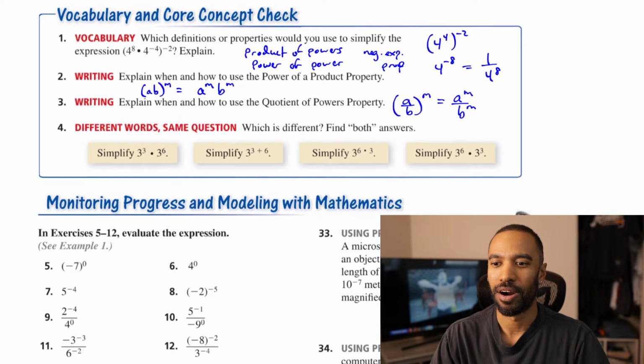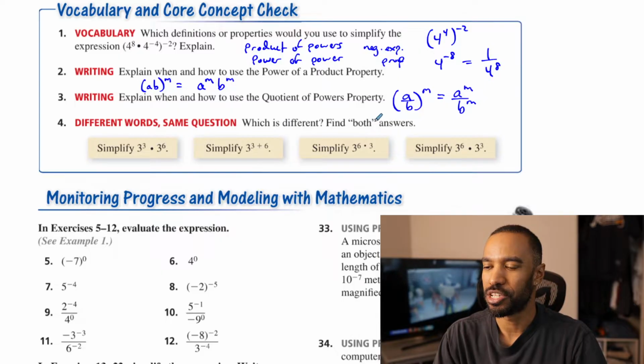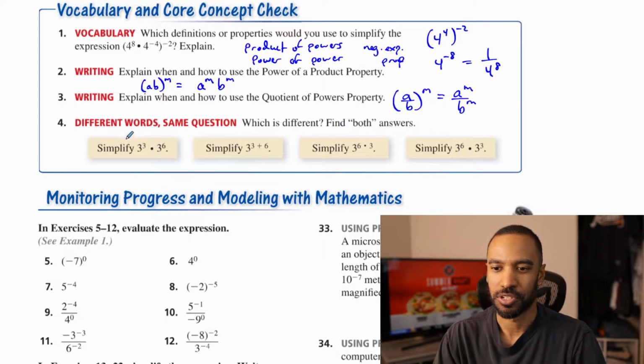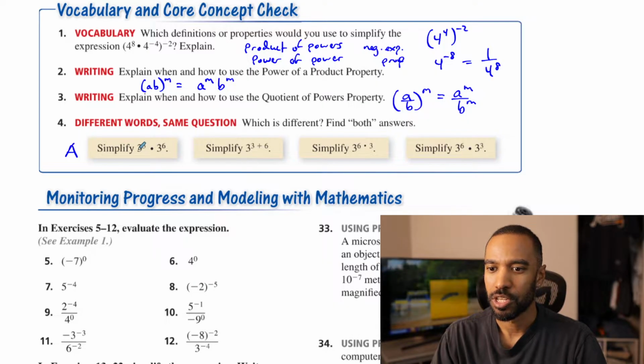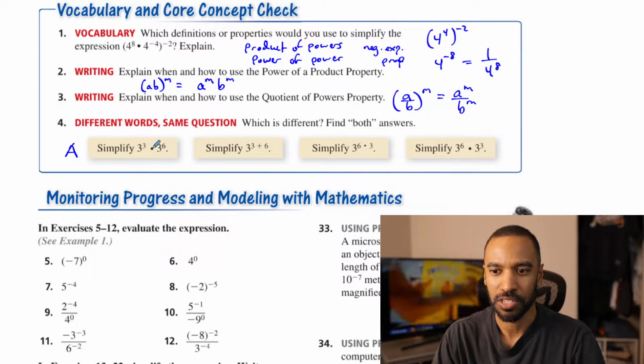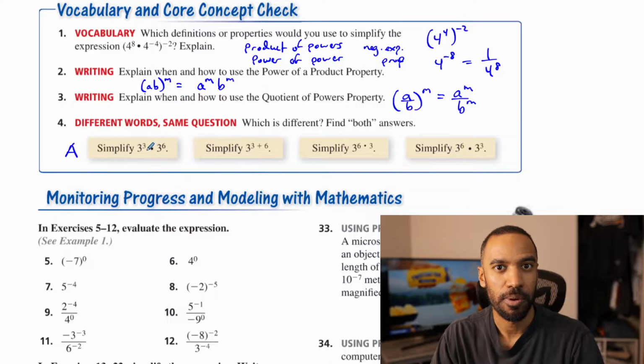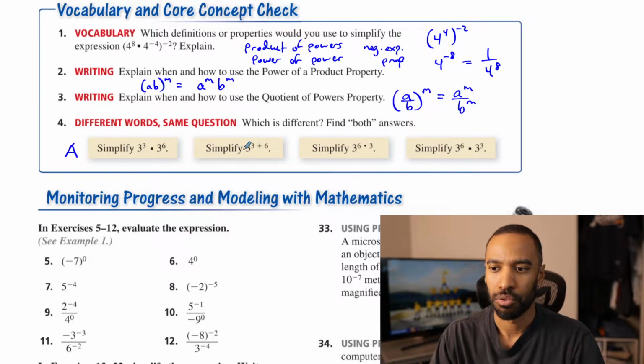And then number 4, different word, same question, which is different? Find both answers. If I'm going to apply it the same way that I did last time, let's just call this A. Simplify 3 to the 3rd times 3 to the 6th. We know this is the same as adding the exponents and keeping the same base. So 3 to the 3 plus 6 like this. So I'll call that A as well.